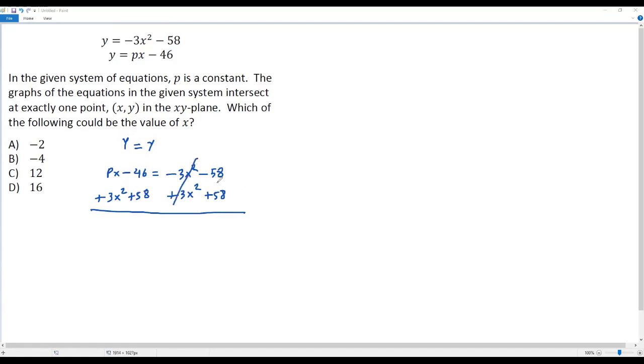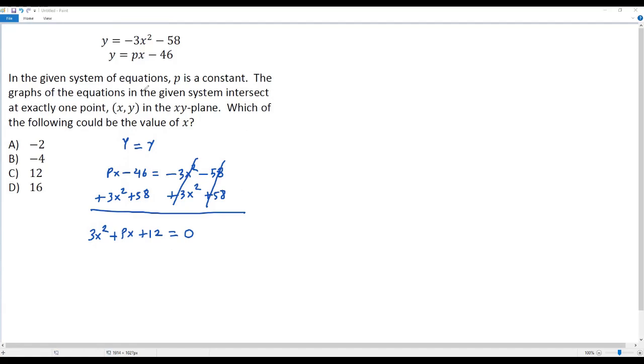Okay, negative 3x squared plus 3x squared will cancel out. Negative 58 plus 58 will cancel out. We get 3x squared plus px. And when I combine negative 46 and positive 58, I am getting positive 12. On the right side, we have 0. Here I got a quadratic equation in standard form.